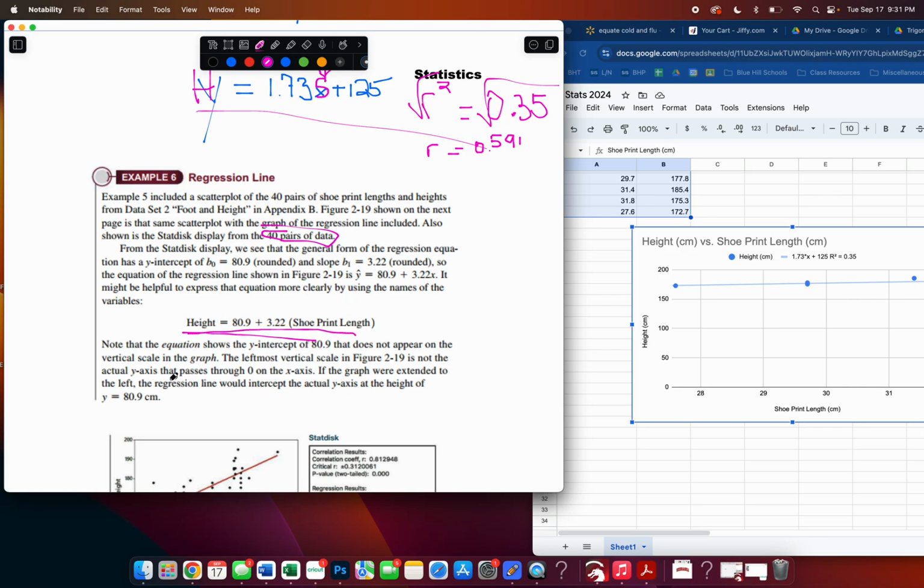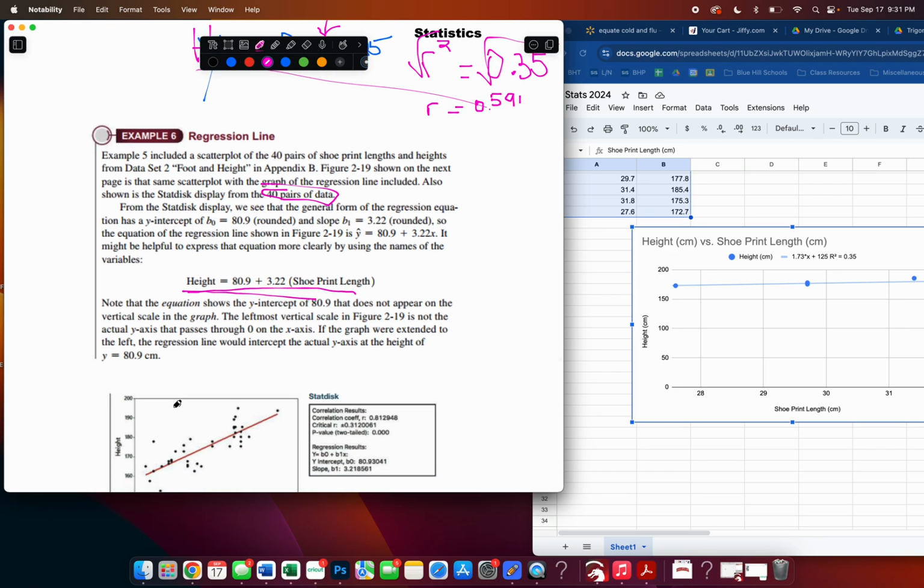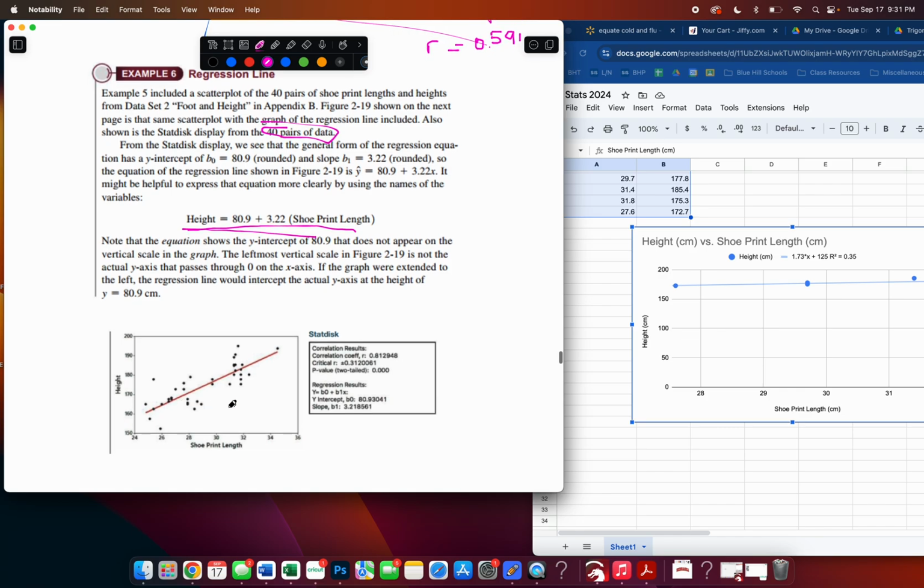Now, do they say where r is? I don't see it up there, but in their data crunching, they used another software called StatDisk, which is possible to use instead of putting it on a Google Sheet or whatever. I think you have to pay for StatDisk though. But anyway, don't worry about this other stuff right here. We'll learn that later on in the year. The correlation coefficient r for this is 0.8129.